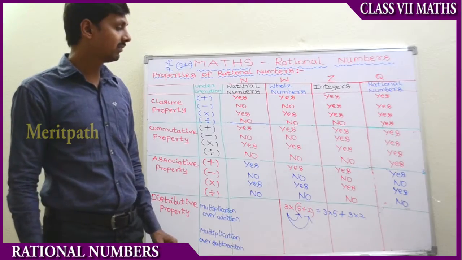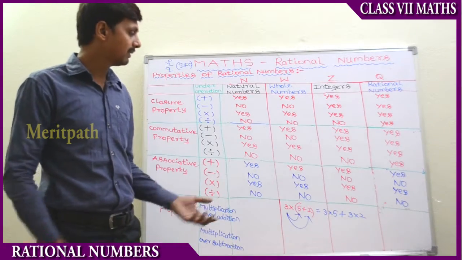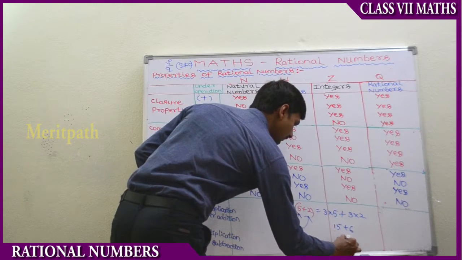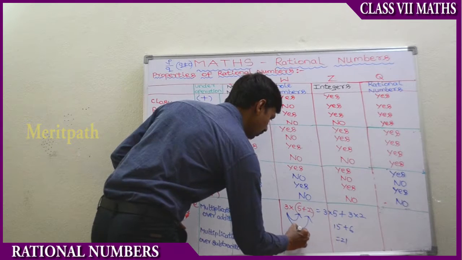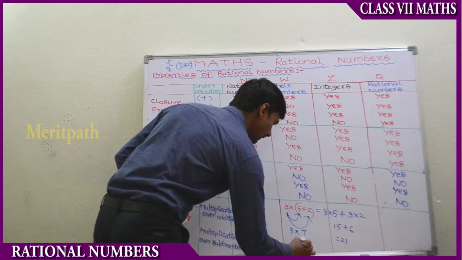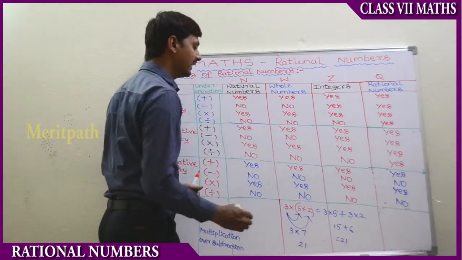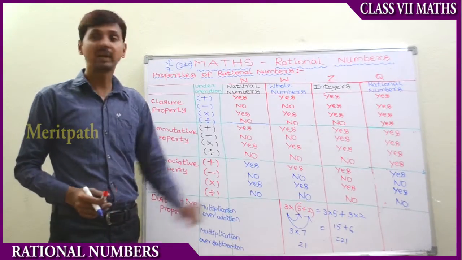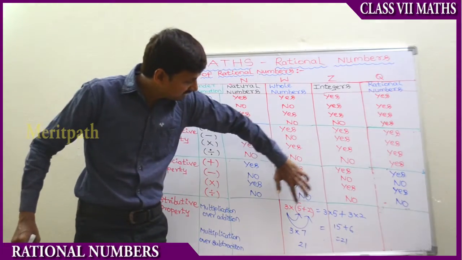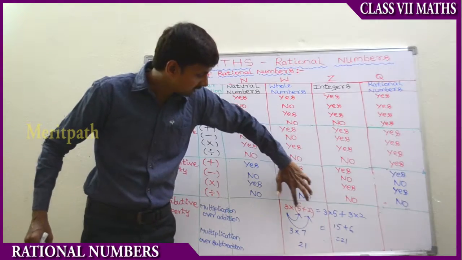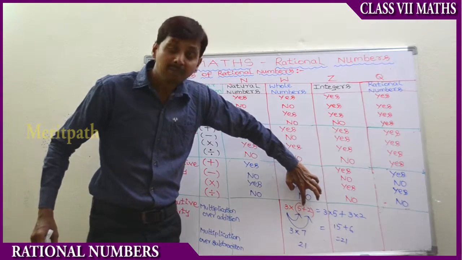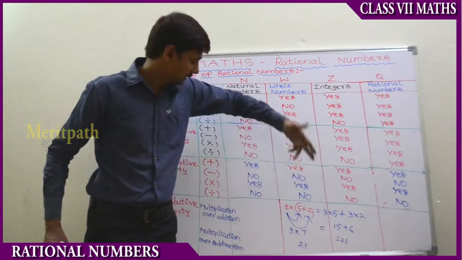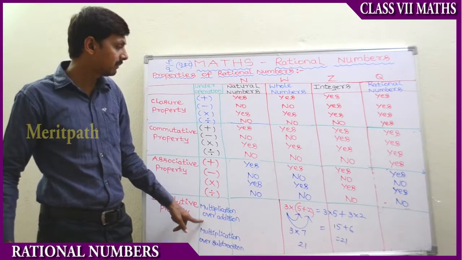So 3 into 5 is 15, and 3 into 2 is 6. We simplify both: 15 plus 6 is 21, and 3 into the group of 5 plus 2, which is 7, is also 21. So 21 is equal to 21. On both sides we got the same result, and we say distributive property, multiplication over addition. This is because there is a plus symbol in the brackets, so we have done multiplication on addition. That is the reason we call it multiplication over addition.